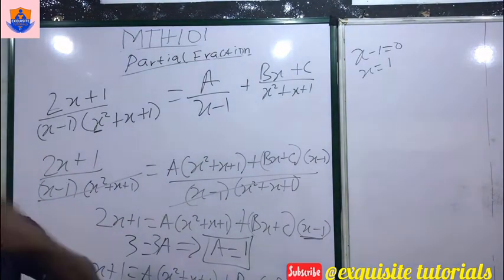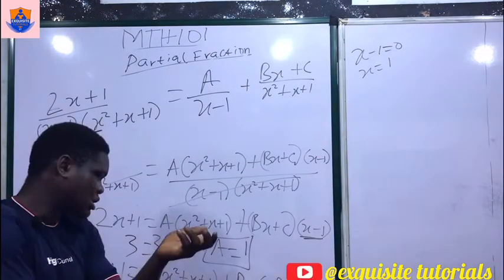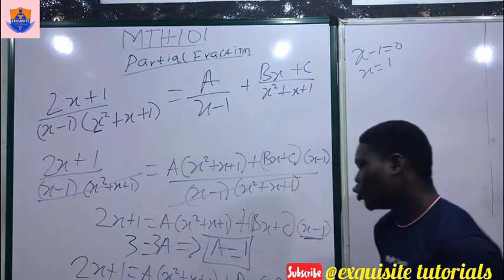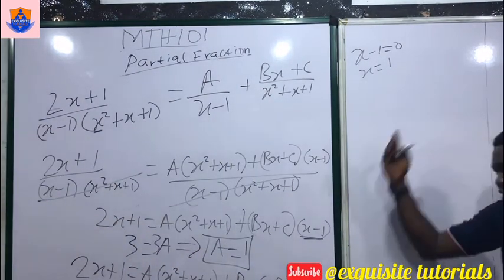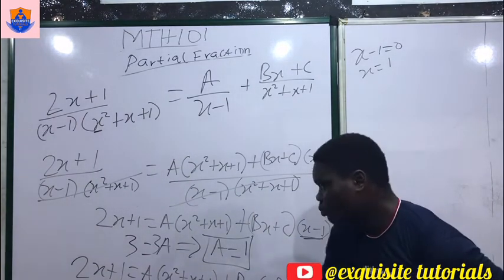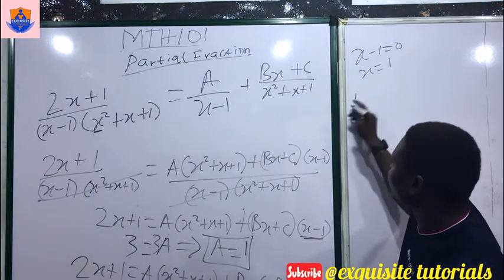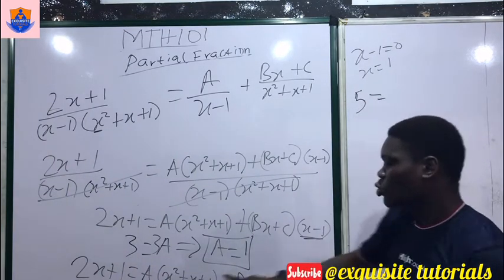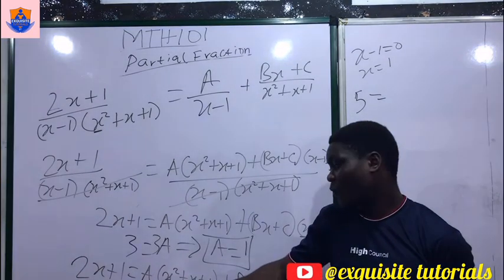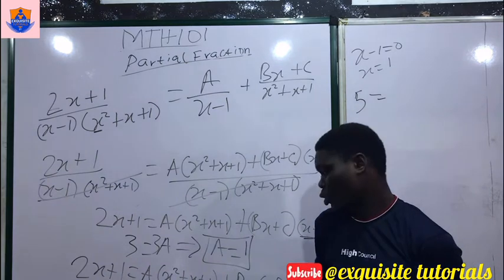There's nothing to substitute again to eliminate anything. Now let's just choose any value of x and put it. We can choose 2. We have chosen 0, we have used 1. Let's try 2. So 2 times 2 is 4. We have 4 plus 1, that's 5, equals 2 squared is 4, 4 plus 2 is 6, plus 1, that is 7.